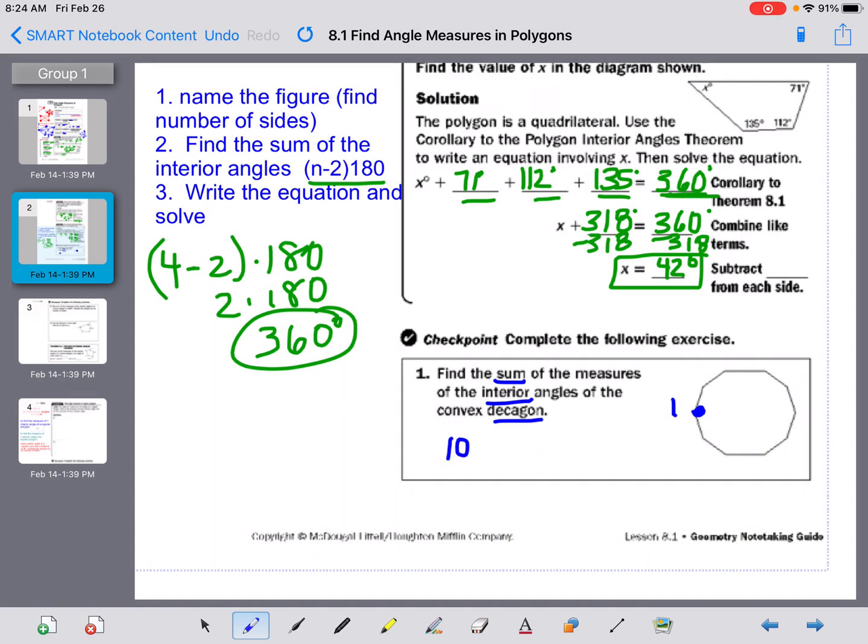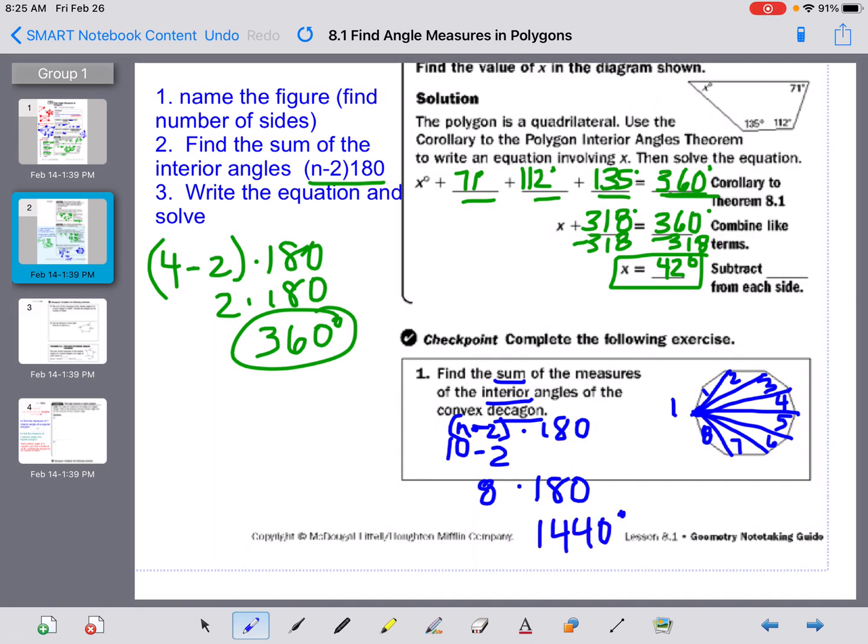The first vertex is too close, so I go to the next one, and I start drawing to every one of them that is not right beside it, so I get this many. Let's see, that's 1, 2, 3, 4, 5, 6, 7, 8 triangles. That's the same as saying n minus 2. 10 minus 2 is 8, times my 180. And 8 times 180 is 1,440 degrees. For inside that decagon, all those angles inside will add up to 1,440.